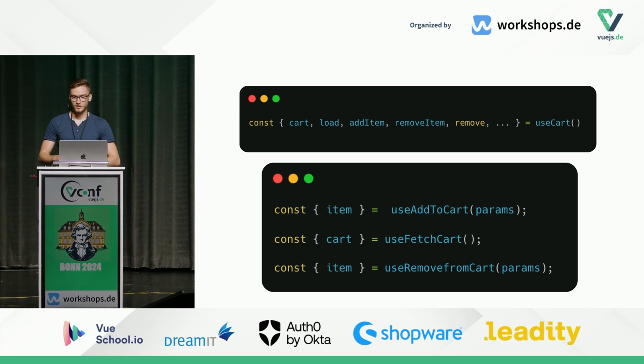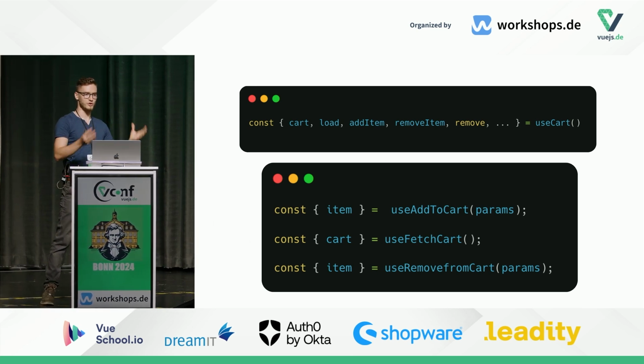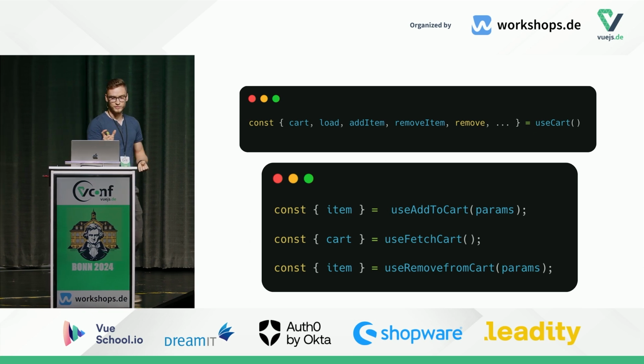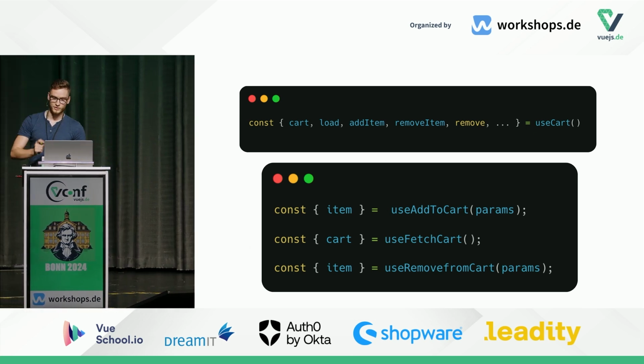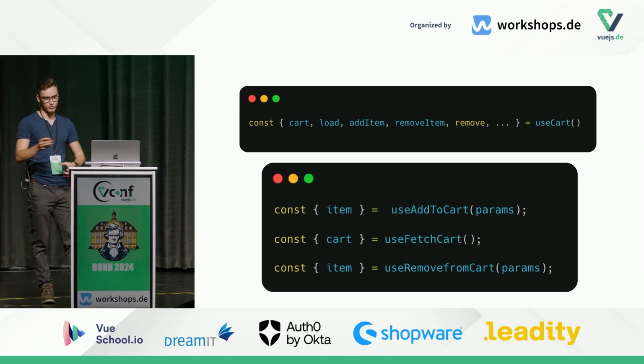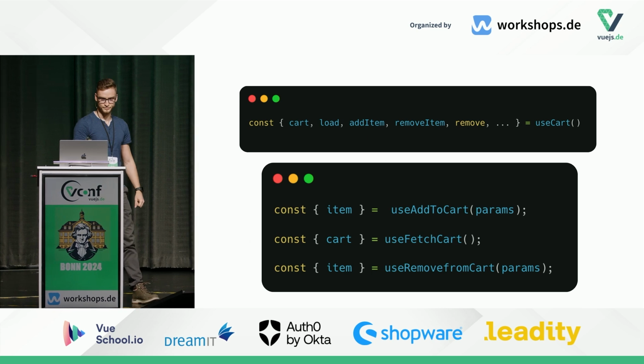That's why I figured out that at a certain point, it might be better to just create smaller composables, where each of them will represent a different functionality of the cart. So we have useAddToCart, useFetchCart, or useRemoveItemFromCart, possibly.